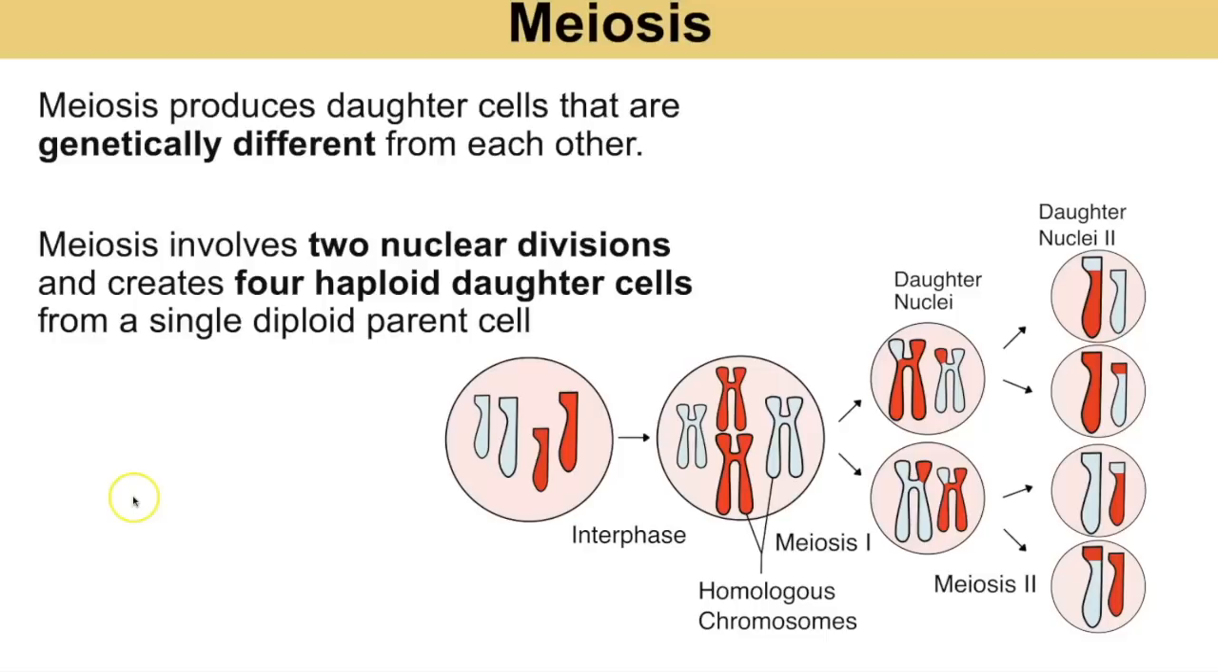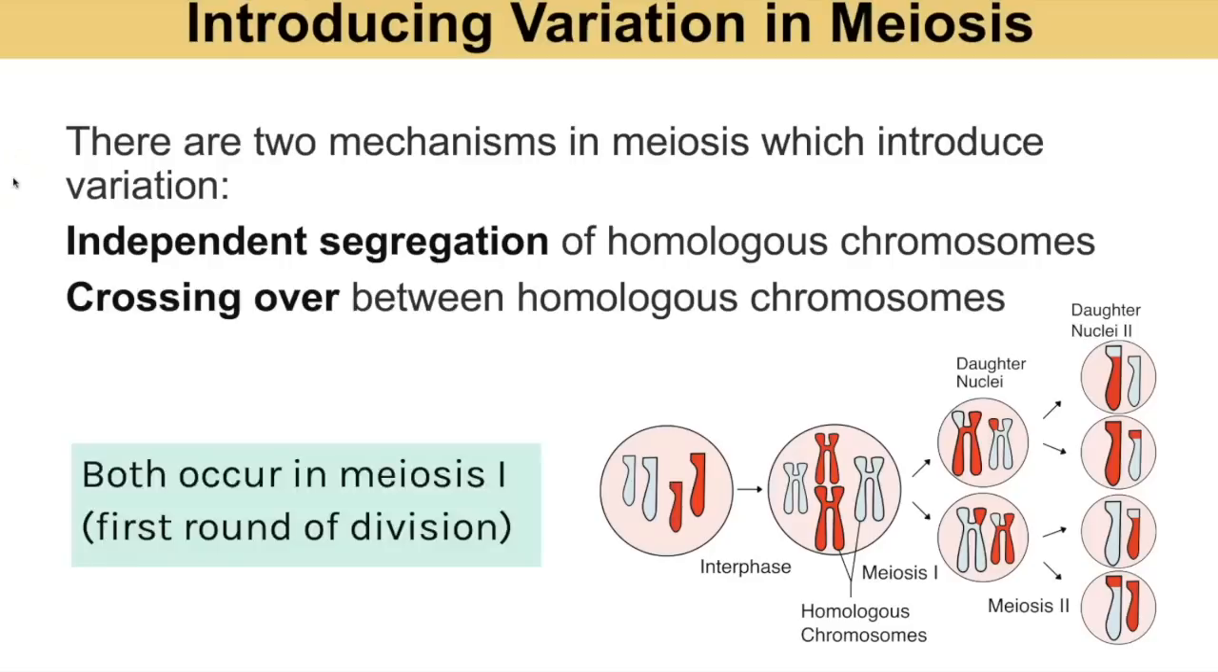Now another way that variation can be introduced is in meiosis. Meiosis creates gametes, and it creates 4 genetically different haploid gametes by 2 nuclear divisions. So meiosis is how variation can be introduced as well, and that's through 2 mechanisms: independent segregation of homologous chromosomes and crossing over between homologous chromosomes. And both of these occur within the first round of division in meiosis.